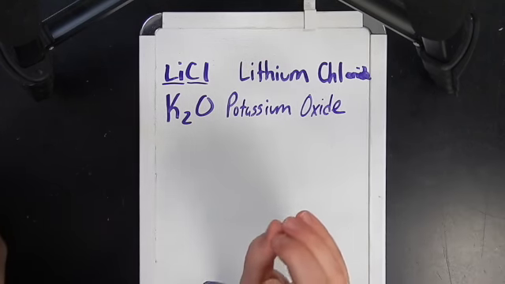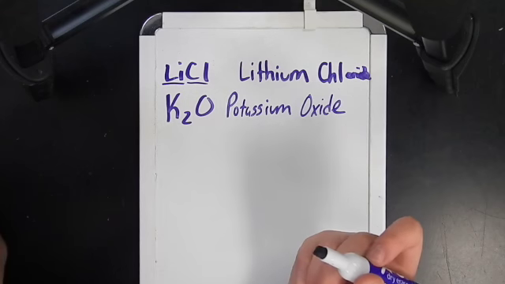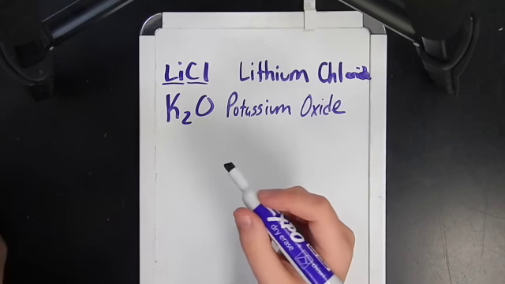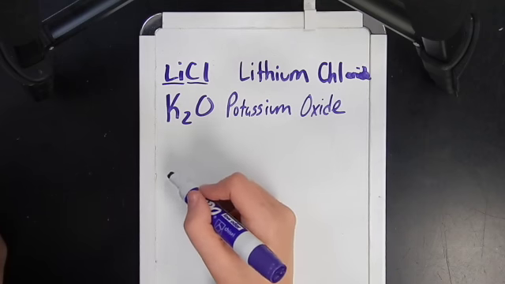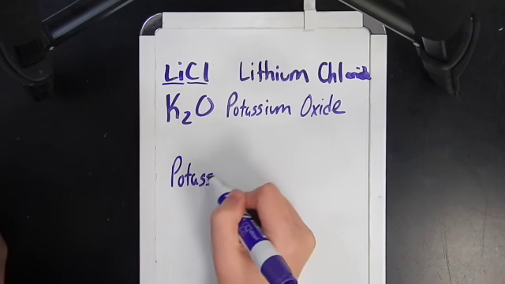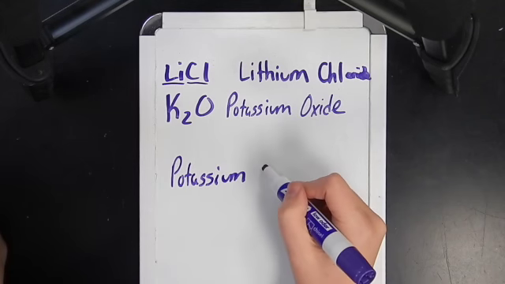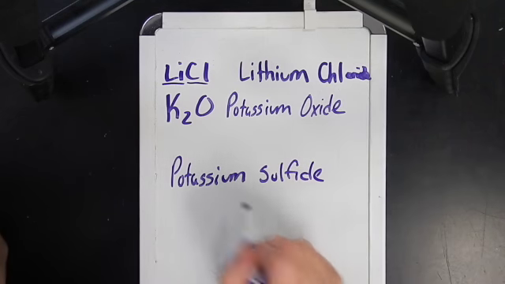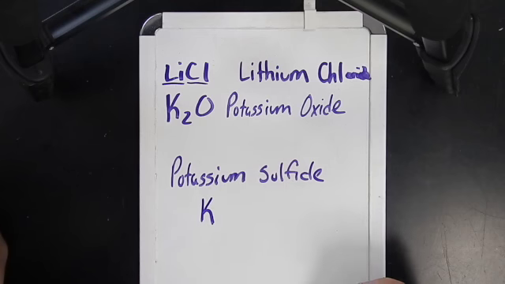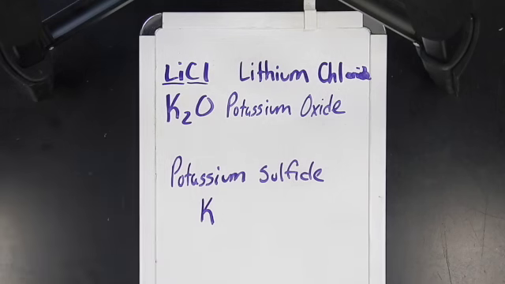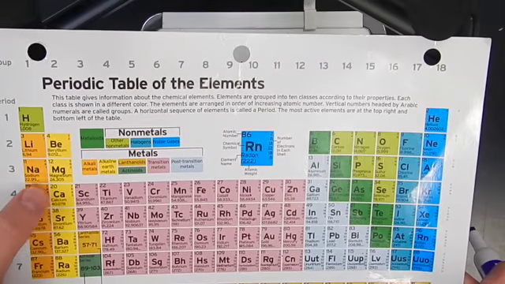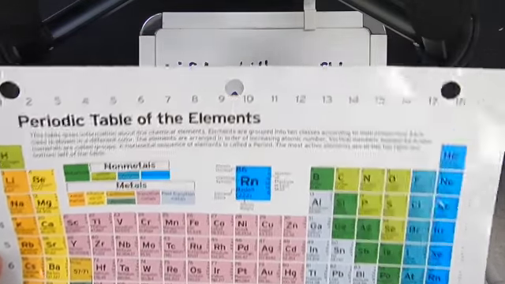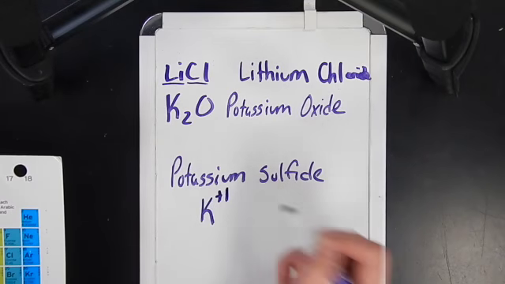Now, how do you go from the name to the compound? So here we have potassium sulfide. First we find out, potassium we know is K. Then you look at the periodic table and figure out which column it's in, and that'll tell you what charge it is. So here we see that K is in this first column right there, so that means it will have a +1 charge. So K will be +1.